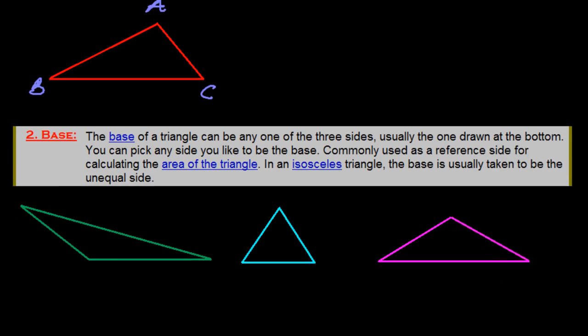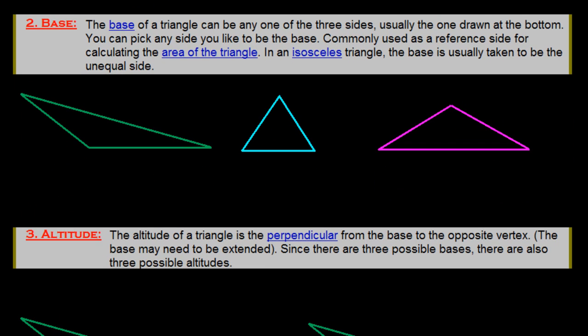Now we talk about the base. The base of a triangle can be any one of three sides. Usually the one drawn at the bottom, you pick any side you like to be the base. It is commonly used as the reference side for calculating the area of a triangle. In an isosceles triangle, the base is usually taken to be the unequal side.